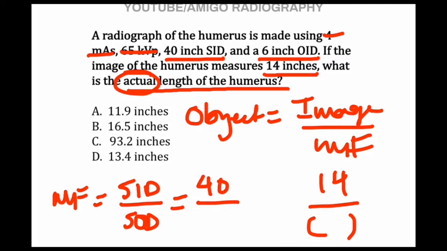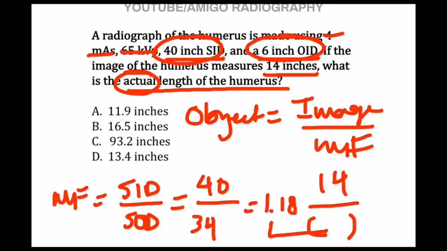The SOD is not given directly, but remember, the SOD, the source to object distance, is equal to the SID minus the OID, which equals 34. So the SID is 40, the SOD is 34. That gives us a magnification factor of 1.18, which we can plug in right in there. So 14 divided by 1.18 gives us our answer, which is A, 11.9 inches.